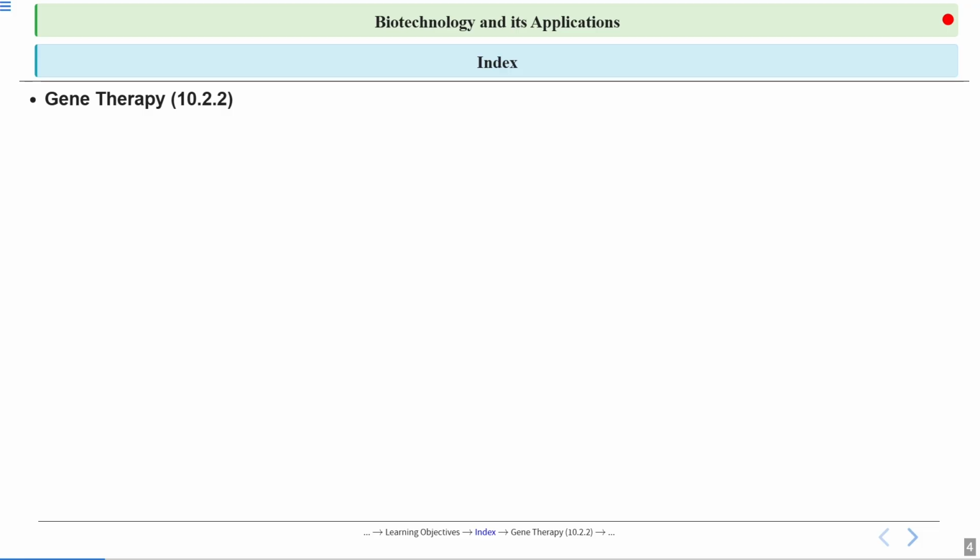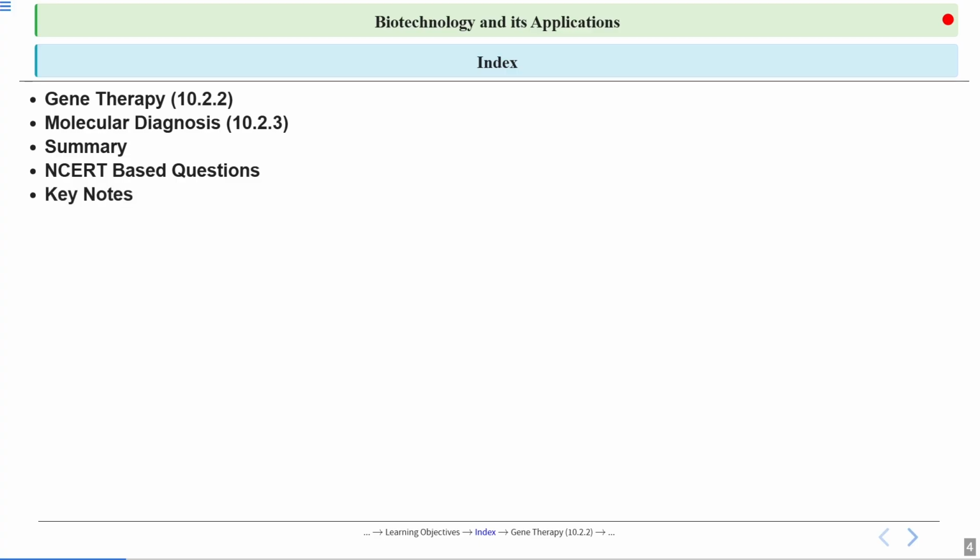So today's index will be like this. First we will cover gene therapy, which is section 10.2.2 of NCERT. Then we will see molecular diagnosis, which is section 10.2.3 of NCERT. And then there will be a gist of all those slides and topics which we are going to cover in today's class. There will be a summary slide. Then there will be some NCERT based questions which we are going to solve together. Then there will be some keynotes for you guys. And lastly, there will be some interesting questions that you can solve yourself.